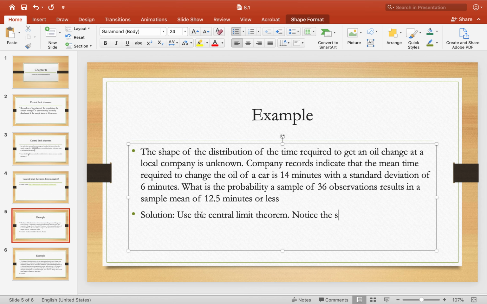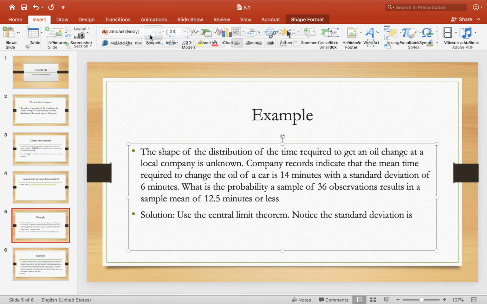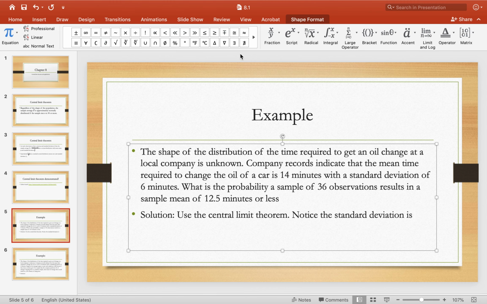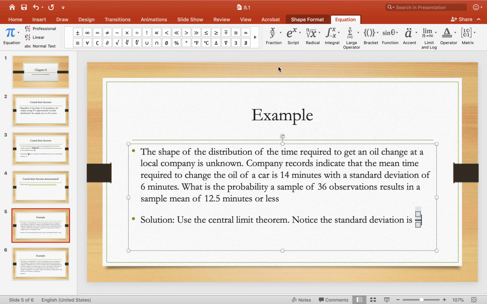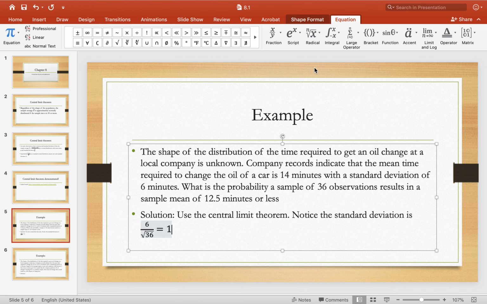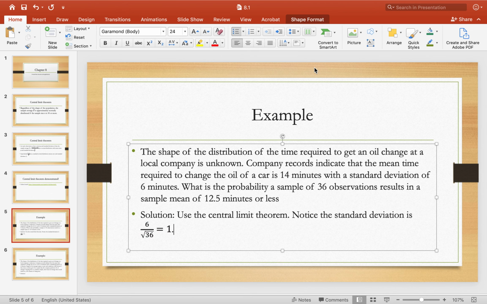Notice the standard deviation is going to be 6. Okay, and I'm going to do this in math mode. Six over the square root of the sample size. Okay, and that's going to be 36. That happens to be just 1. That's the value of the standard deviation. Okay, so let's use this fact.